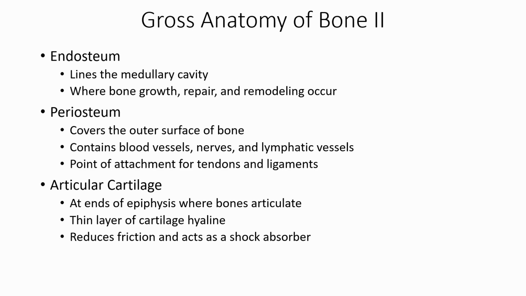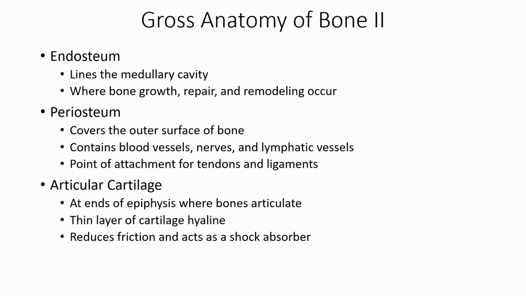It's also going to be where tendons and ligaments attach. So when we have muscles anchoring to our bones through tendons, they're anchoring those tendons down on the periosteum. And same thing when we are anchoring a bone to another bone, usually across a joint, we have those ligaments.